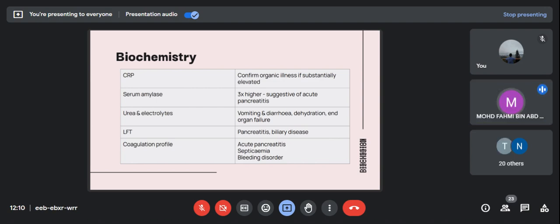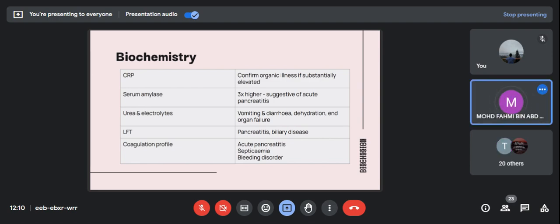So coagulation profile, okay, boleh ya. Amylase three times higher, now we diagnose pancreatitis based on what? Sorry, doctor, can you repeat the question? Now when we diagnose pancreatitis, based on what criteria? It's called the... Atlanta. Atlanta cakap apa?